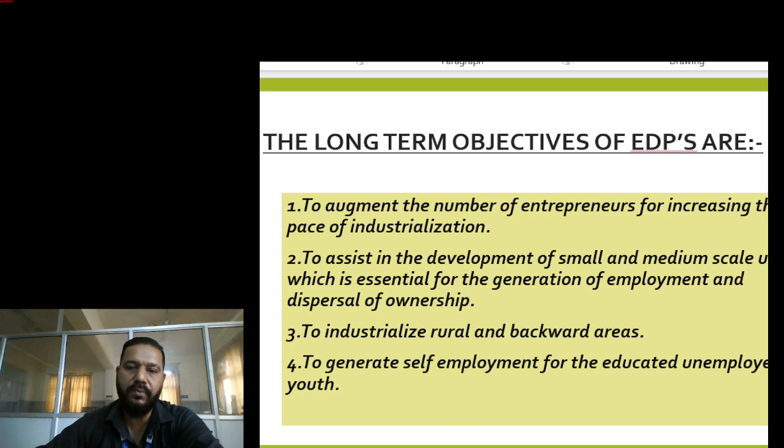Fourth is to generate self-employment for the educated, unemployed youth. As we are seeing nowadays, jobs are getting fewer, and people are more and more searching for jobs. Everybody wants a job, but after this program, EDP, you will not become a job seeker. You will become a job creator. And this is the motto of this EDP: how to create a job in your future, how to stand on your own, how to give jobs to others, and how to generate a good amount of income through EDP.